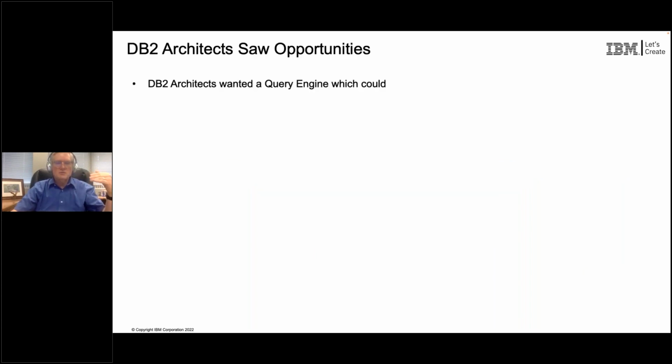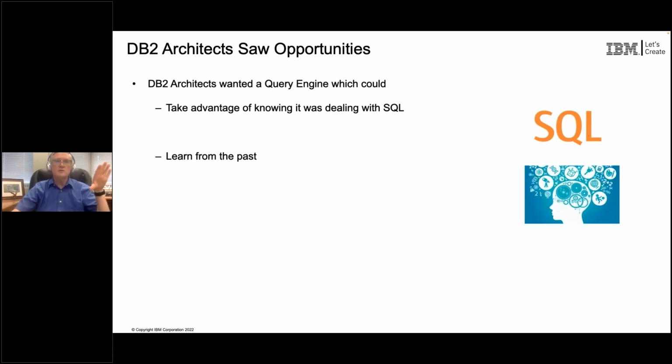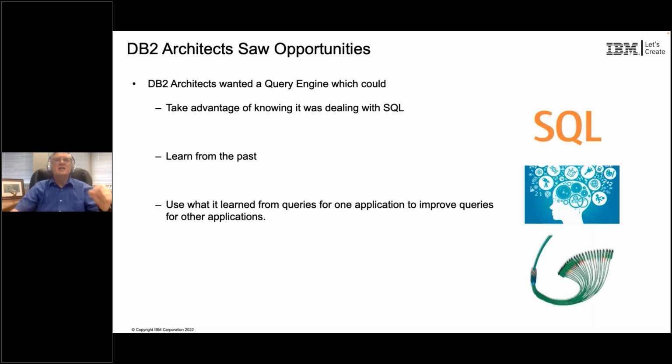Now, over the years, DB2 architects, who had decided from the beginning that the AS400 should have a purely relational database driven by SQL queries, wanted to create a query engine that could take advantage of knowing that it was dealing with SQL and SQL only. It was not dealing with those old data models. If it could do that, it would be able to learn from the past and use what it learned from one query, from one application, to improve queries from other applications. But to do that, you had to know that it was coming through SQL and being implemented by this underlying architecture of DB2 interacting with our single level store.